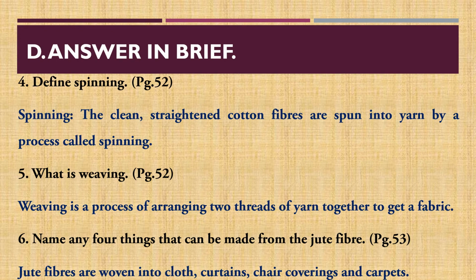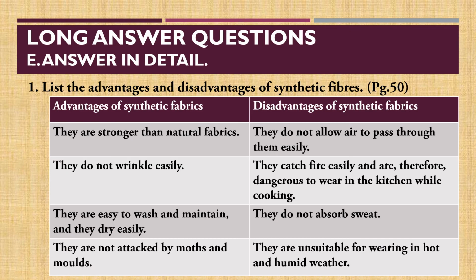Question 6. Name any 4 things that can be made from the jute fiber. Answer is in page number 53 on the top, second para, second line. Jute fibers are woven into cloth, curtains, chair coverings, and carpets. Long answer questions, E. Answer in detail. Question 1. List the advantages and disadvantages of synthetic fibers. Answer is in page number 50, table 5.1.